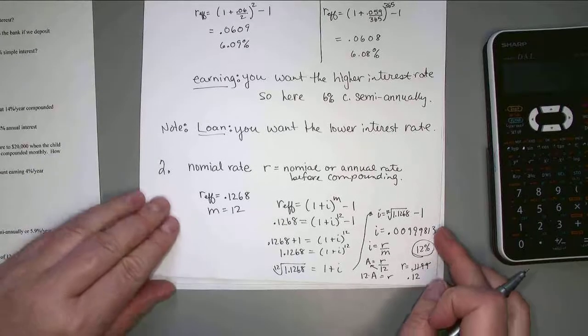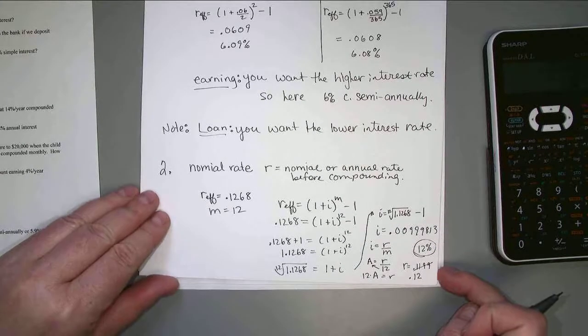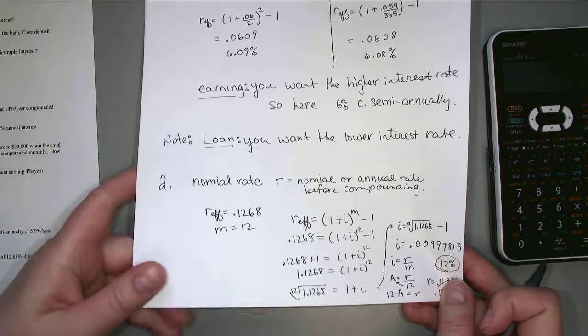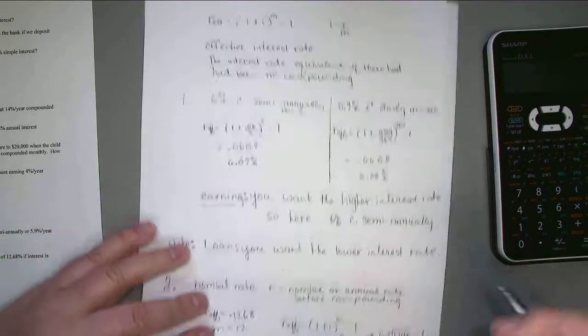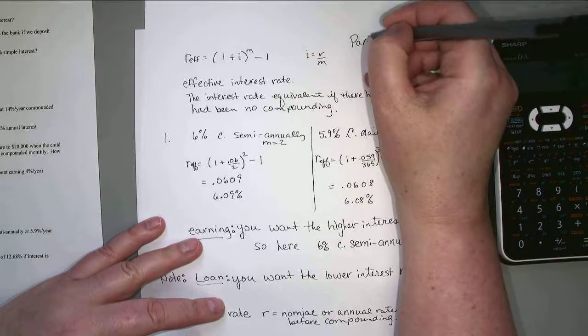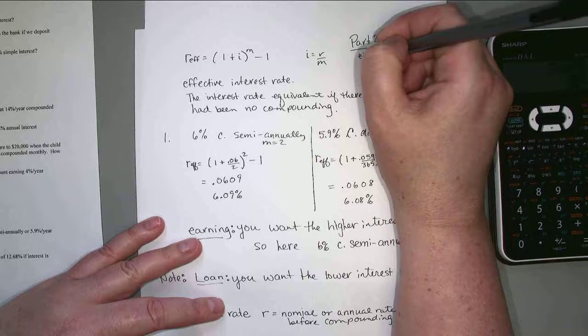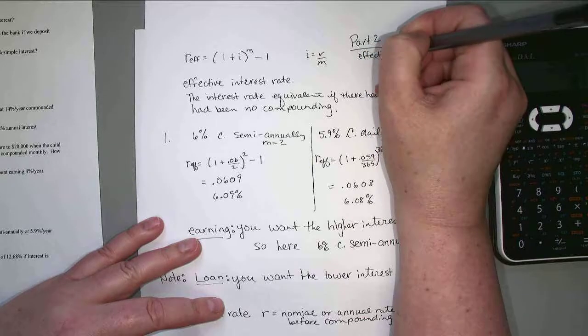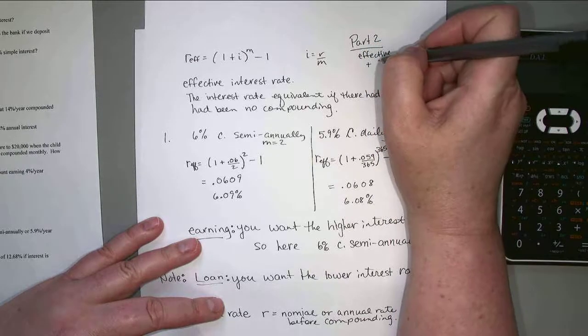Okay, so that's the effective interest rate. So now we're going to start the next page, which is saving. So this is part 2, effective plus annuities.